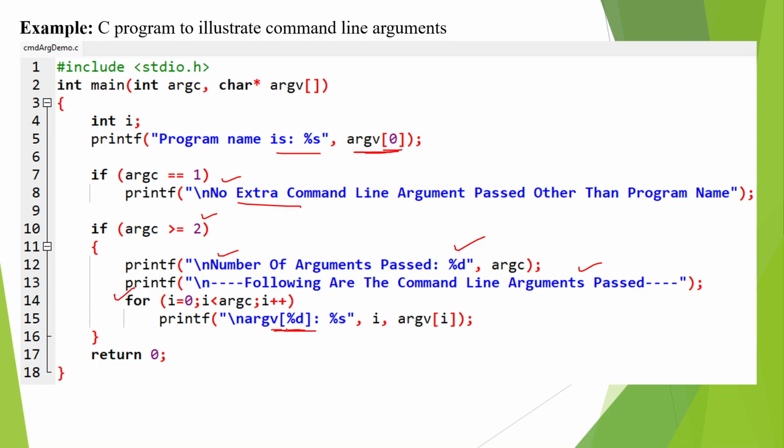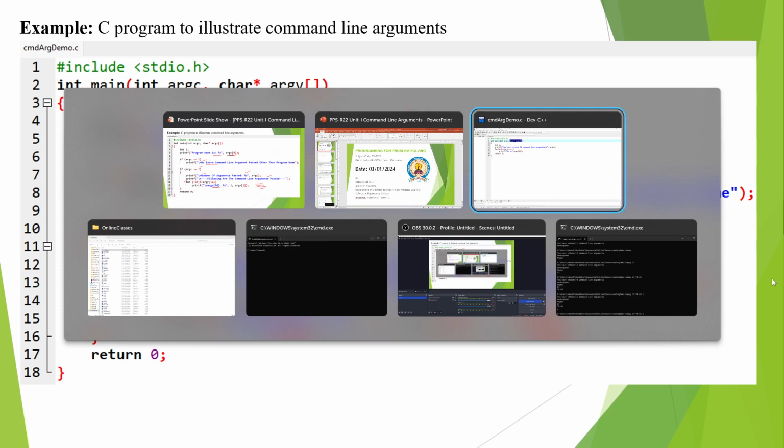Argument vector of 0 will print the file name. Argument vector of 1 will print the first command line argument. Likewise, up to the argument count, whatever number of command line arguments you are passing, you will see all of them one by one like a list. So surely we are going to execute this program again so that you will understand.